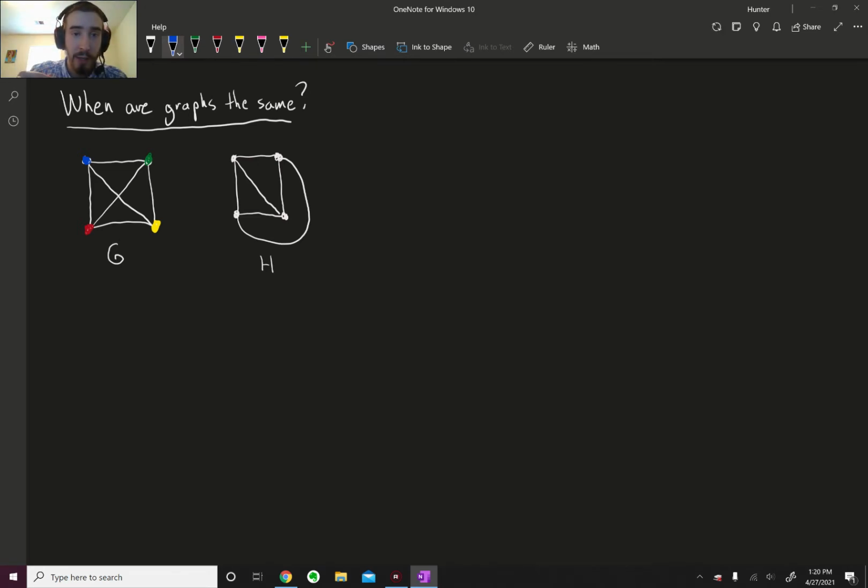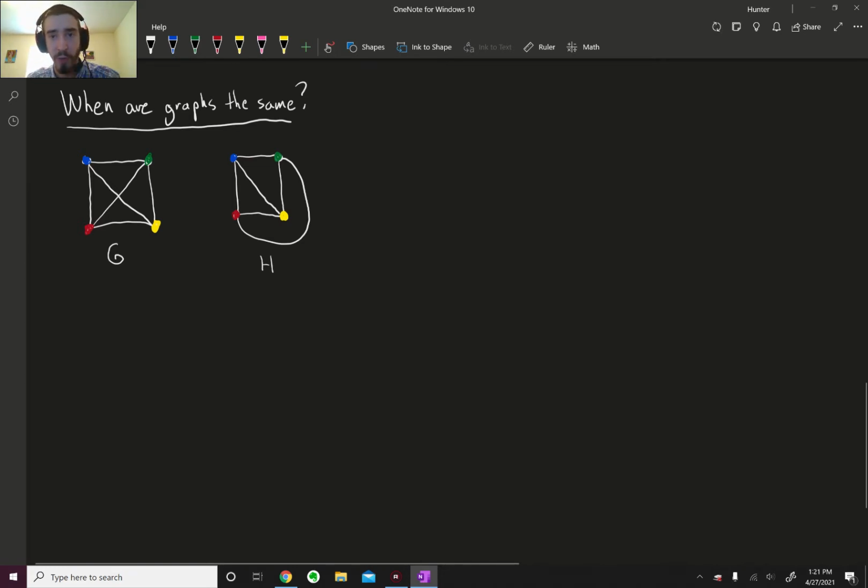And we can establish a correspondence by coloring the vertices in the same way. So I'm going to color this vertex blue, and this one green, this one in the lower left red, this one again in the lower right yellow. And you can see in this correspondence, blue is connected to green, red, yellow in both graphs. Green is connected to blue, red, yellow in both. Red is connected to blue, green, yellow in both, and so on.